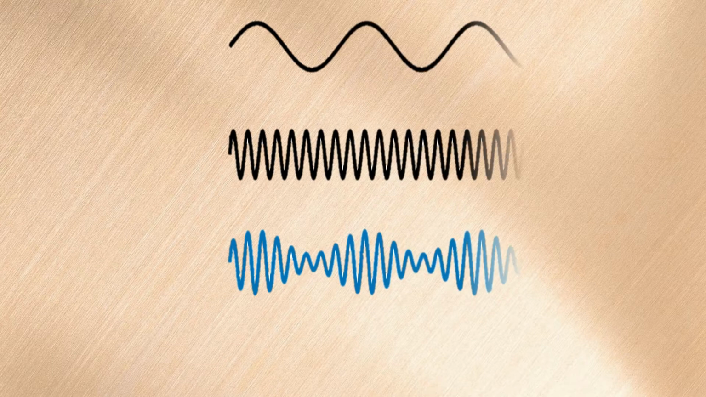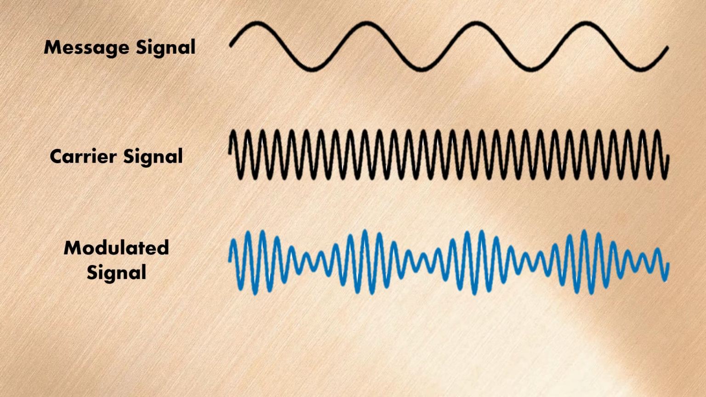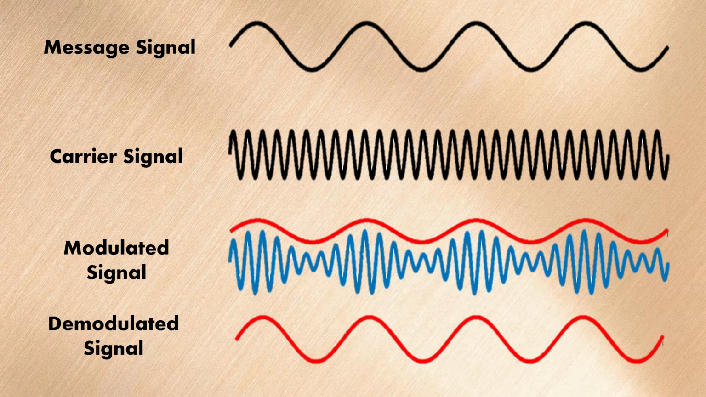In this picture, the first signal is the low frequency message signal. The second one is the high frequency carrier signal. The third one is the amplitude modulated signal. In the amplitude modulated signal, the envelope is traced out to recover the original signal, which is called the demodulated signal. This happens on the receiver side.